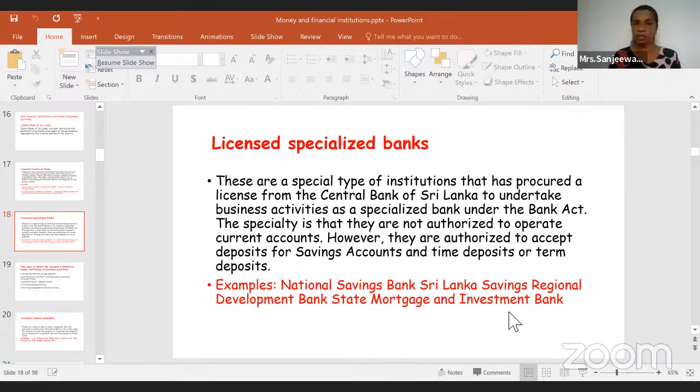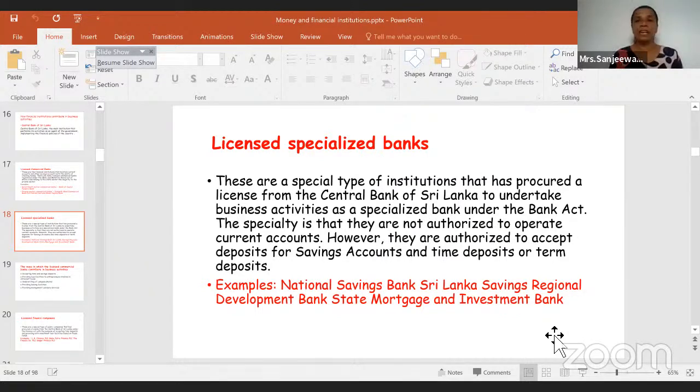Get it properly. Licensed commercial banks can do all these things like current account facilities, savings, foreign exchange, all these things they can have. But licensed specialized banks cannot have current accounts and foreign exchange facilities. Some of the examples that I have given here: National Savings Bank, Sri Lanka Savings Bank or Regional Development Bank, State Mortgage and Investment Bank. These are some examples of licensed specialized banks. Clearly you need to know the difference between licensed commercial banks and licensed specialized banks, children. Okay, so now I gave the difference.